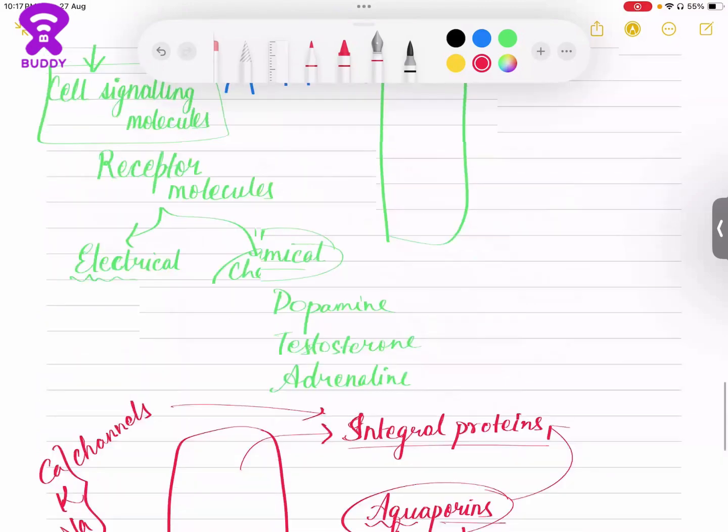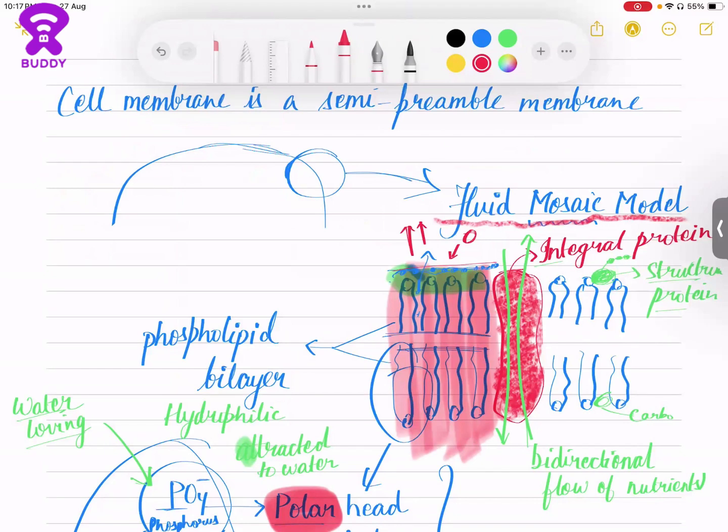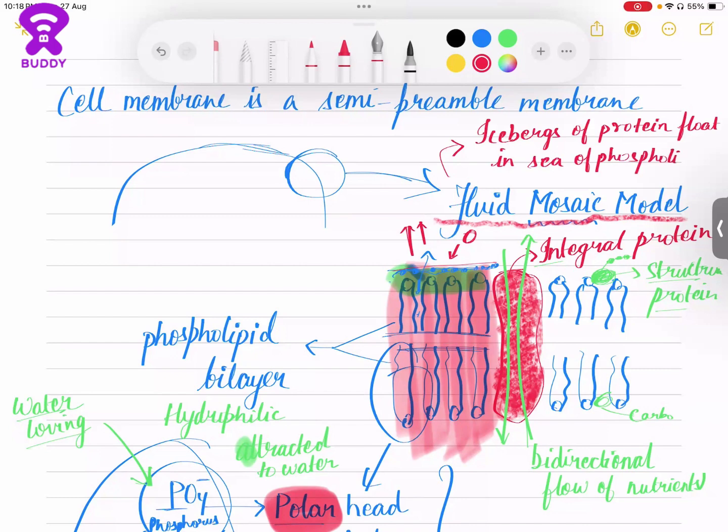And let me also justify the name. We had given this a name, the fluid mosaic model. The scientists explain this as icebergs of protein floating in a sea of phospholipids. So you have got a sea of phospholipids, and the integral proteins, or whichever proteins are present, are like icebergs that are in random movement.